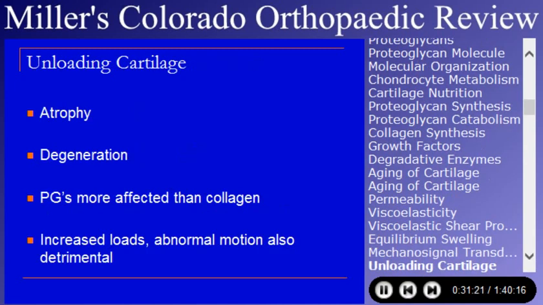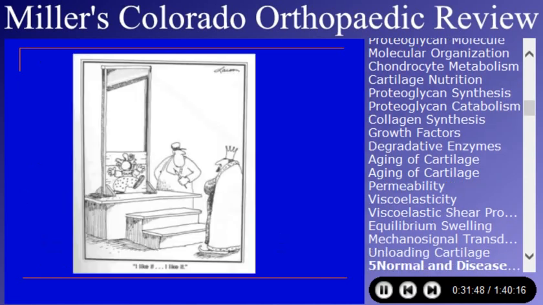Unloading cartilage causes atrophy. Prolonged immobilization is bad for cartilage. The cartilage degenerates. The proteoglycans are lost more rapidly than the collagen. Abnormally increased loads and abnormal motion are also detrimental. You all know that in talking about people with cruciate deficient knees who have abnormal motion and develop arthritic changes as time goes by. And that is, I think, the end of the pure basic science, and now we're going to be back talking about some clinical entities.